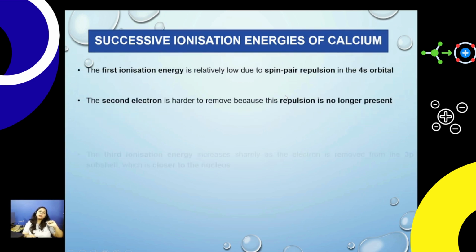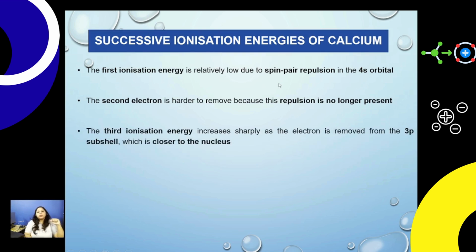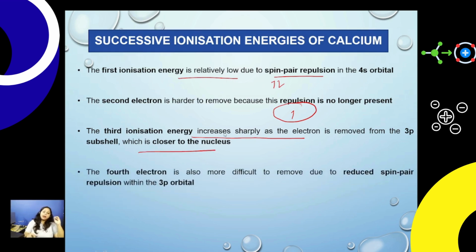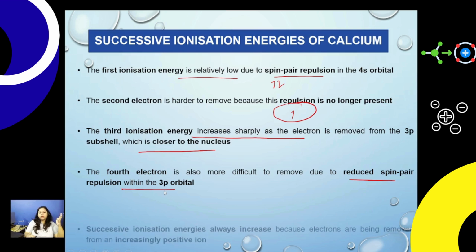So if we put this into words, how do we say that? The first ionization energy is relatively low because of the pair repulsion. One is clockwise, the other is anti-clockwise. The second electron is harder to remove because now it's a single one. It has no repulsion, there is no anti-clockwise. The third ionization energy increases sharply because now you have to remove from the inner shell, which is much closer to the nucleus. And the fourth electron is much more difficult to remove because the spin pair repulsion within the p orbital is very high.